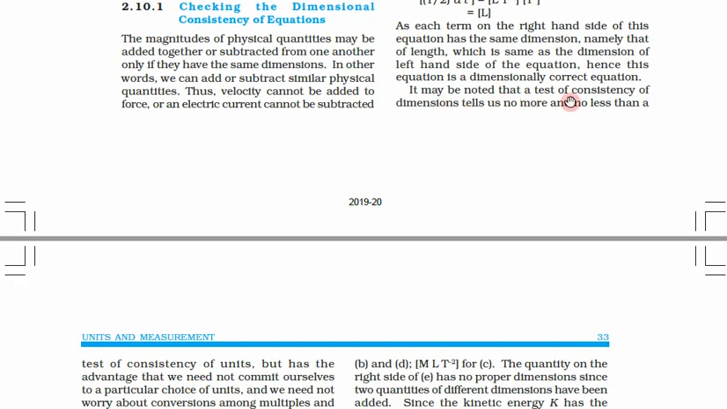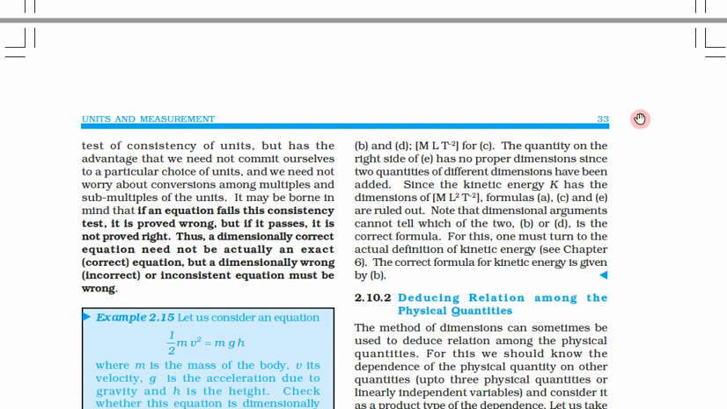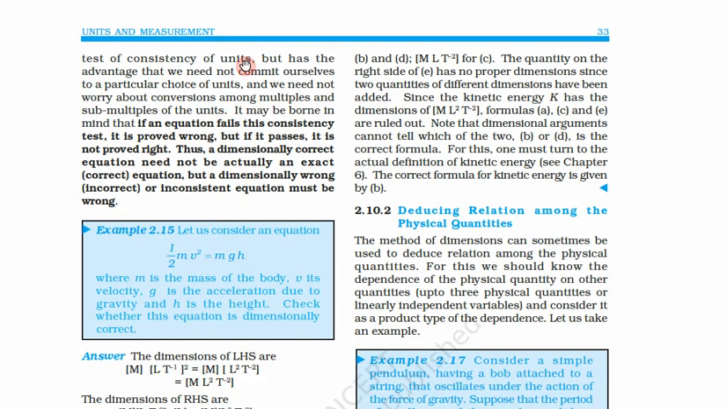It may be noted that a test of consistency of dimension tells us no more and no less than a test of consistency of units, but has the advantage that we need not commit ourselves to a particular choice of unit. So what is the benefit? Even without knowing the particular units, there might be different units given for the left hand side and right hand side, but still we can check whether this is dimensionally correct or not, and we need not worry about the conversion among multiples and submultiples of units.